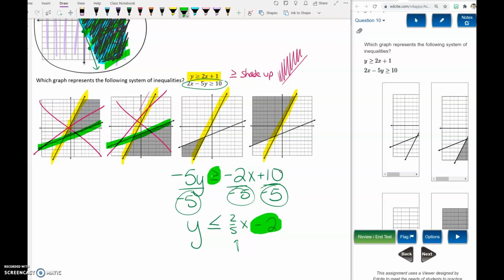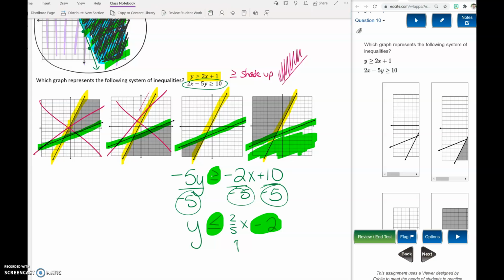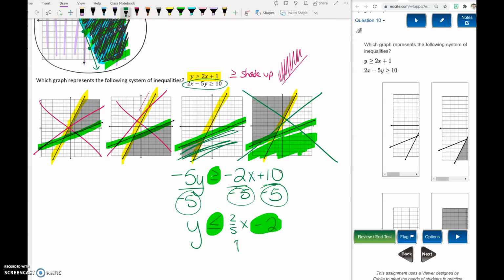Now, I don't really need to look at the first 2 graphs. I only need to look at the second 2 graphs. It says less than or equal to, so we're going to shade down. So one of these 2 areas needs to be shaded, and it's not on that 4th graph. So I know that that 4th graph is not my answer. One of these 2 is shaded on this graph, and it's also shaded in the correct area for the first one, so that is our answer.